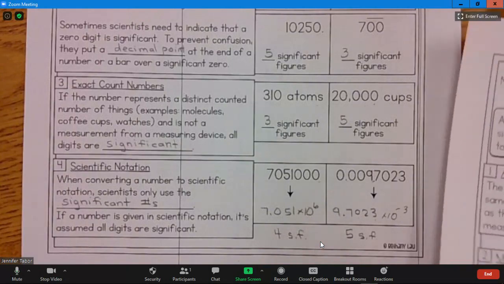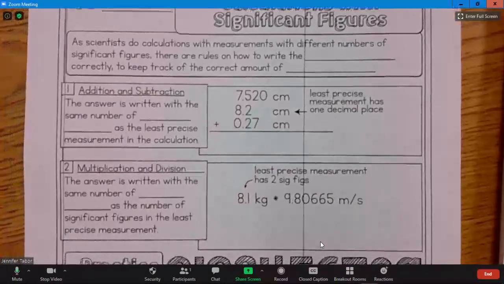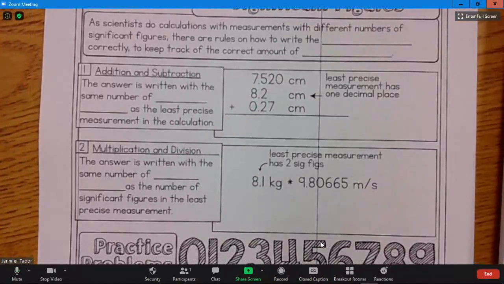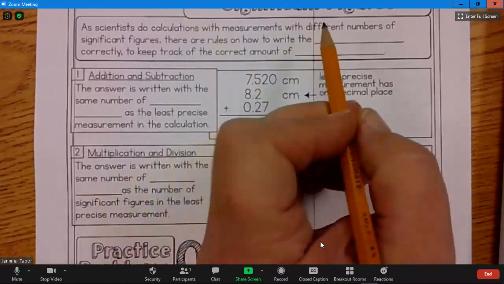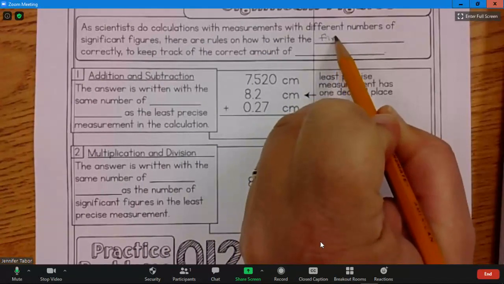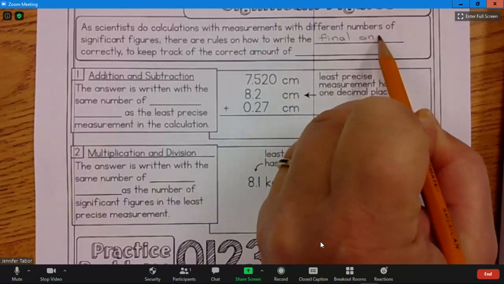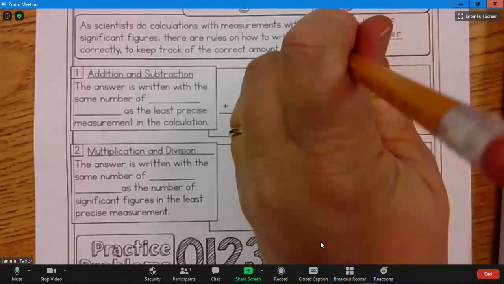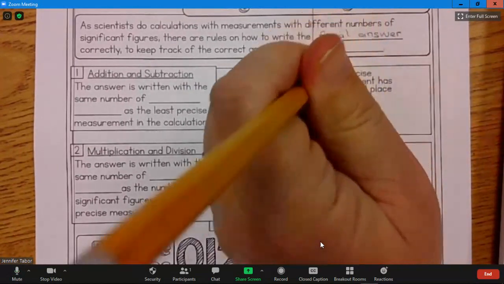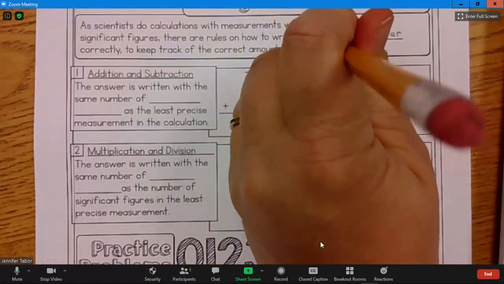All right. So let's do some calculations really quick with these significant figures. Sorry. There are rules with how to do calculations with significant figures too. It's very important that we stick with the rules. So there are rules in how to write your final answer. Super important. Okay. That way we're keeping track of the correct amount of significant figures.